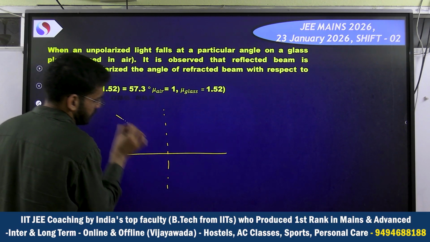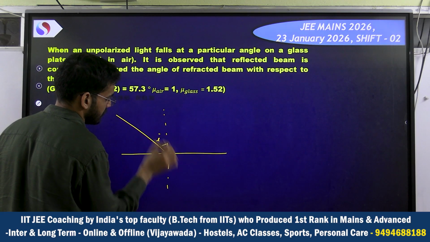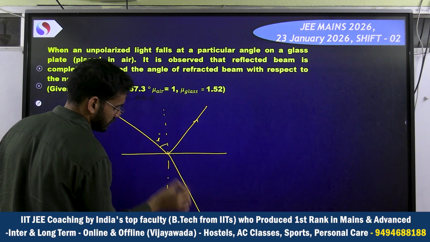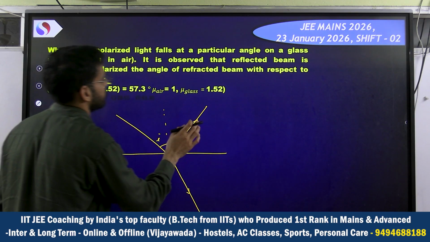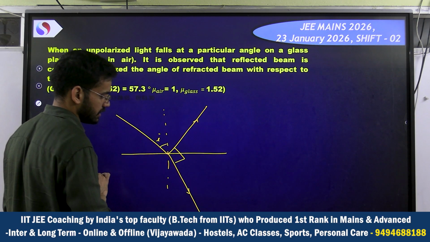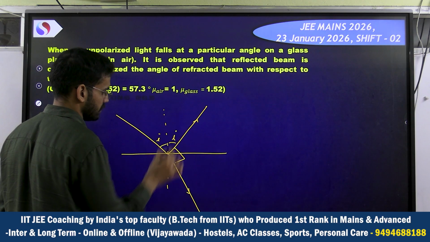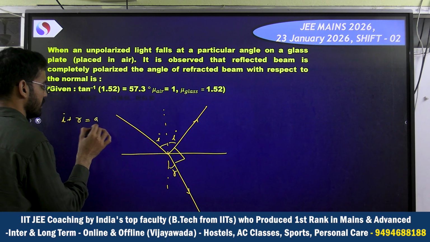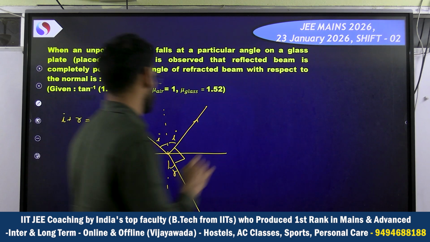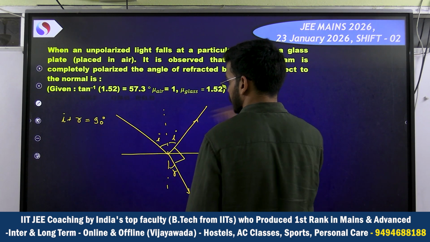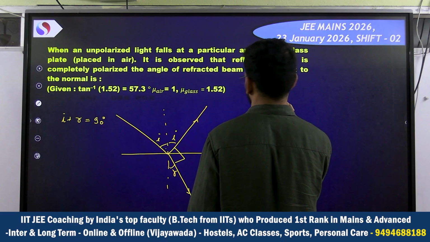Now here what is happening? Incidence I, and then this is reflected and this is refracted. So the reflected light is polarized, so that means this angle is 90 degree. This is also I and this is also R, so you can say I plus R equal to 90 degree. Now see, now what we will say? We will say I plus R equal to 90, apply Snell's law. So you will say mu.